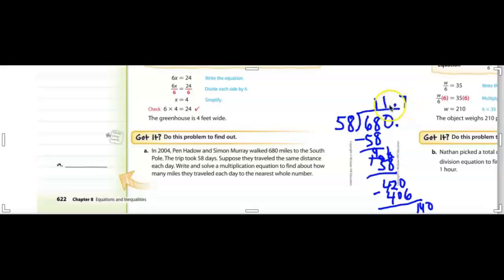7 is that going to round up to 12 or will it round down to 11? Answer that for me, please. That's going to round up. So the answer is actually going to be they walked about 12 miles a day.